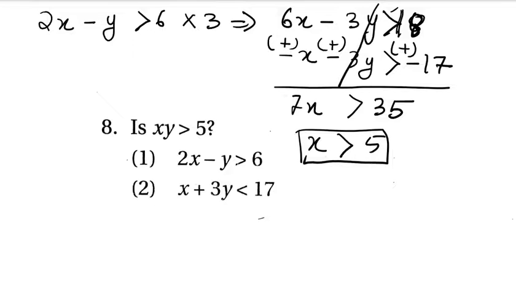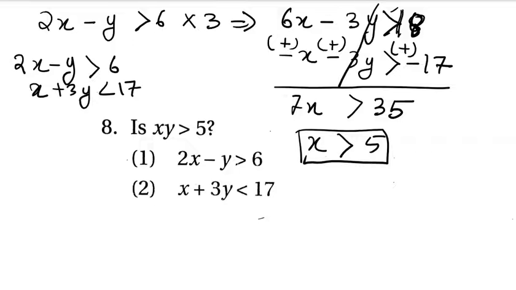X is greater than 5 in the first one. Now let's find the value of y. Again we have 2x minus y greater than 6. Then we will find y now. So let's get rid of the x. That means we have x plus 3y less than 17.